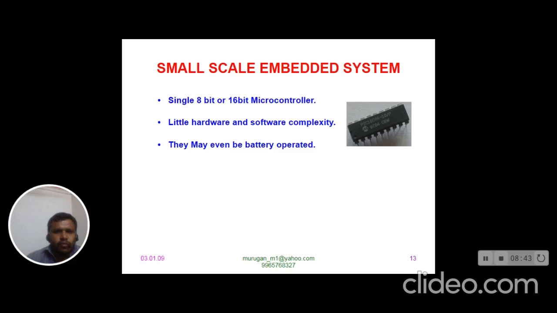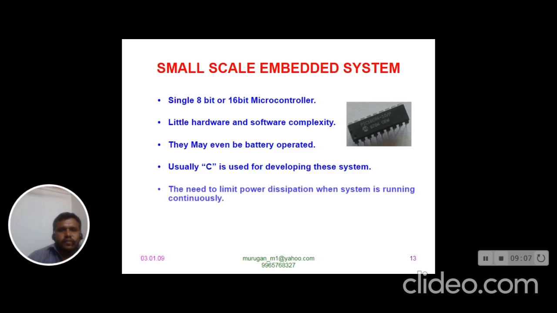We can easily write the programs, and we can easily erase the program and store the program, and it may even be battery operated. And usually C is used for developing the system. I already told you embedded C++ is used for embedded system programming. There is a need to limit power dissipation when the system is running continuously. This is the main drawback in the small scale embedded system. We have to limit the power dissipation, so we will use the system for a particular time.